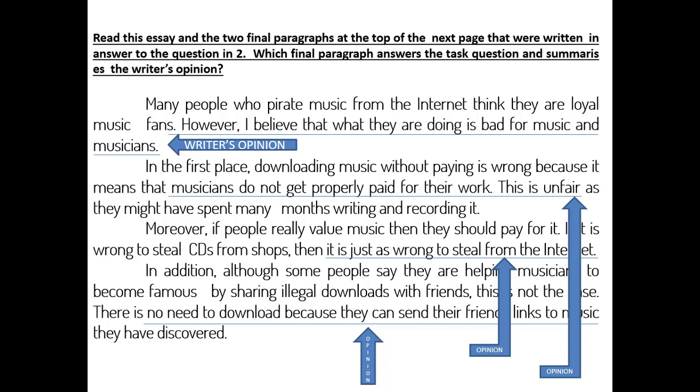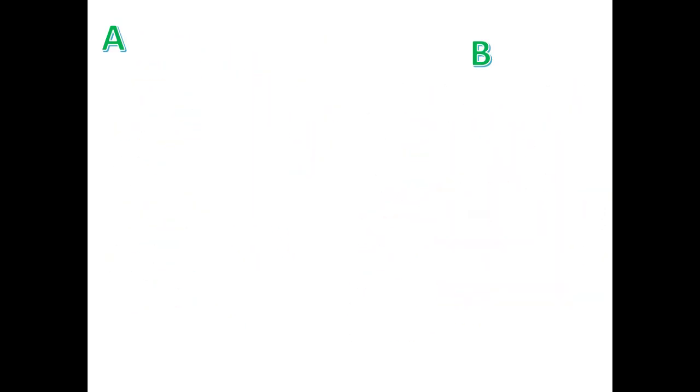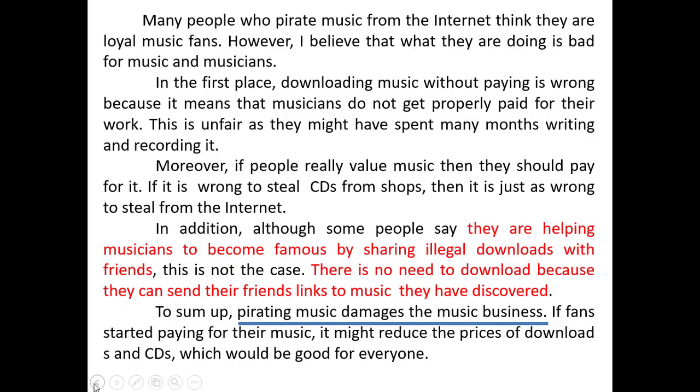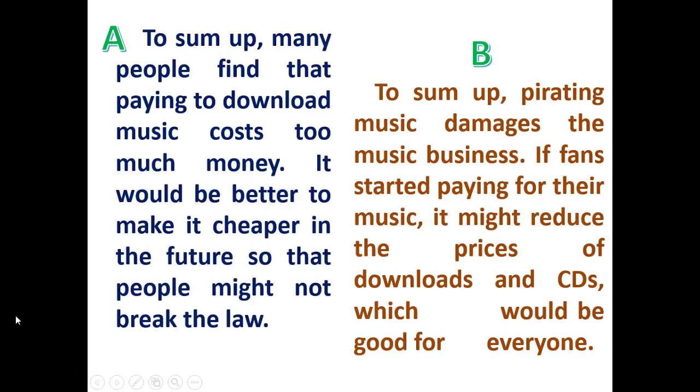As you can see from your textbook, page 79. Alright, the first one is, let me go back first. The first option would be, "To sum up, many people find that paying to download music costs too much money. It would be better to make it cheaper in the future so that people might not break the law." The second option would be, "To sum up, pirating music damages the music business. If fans started paying for their music, it might reduce the prices of downloads and CDs, which would be good for everyone."